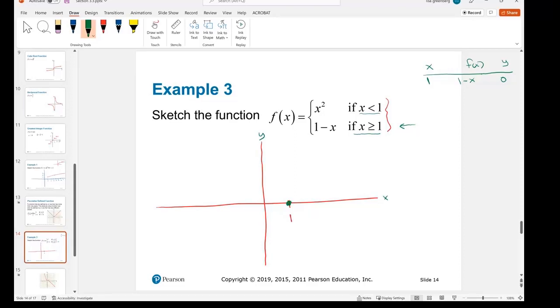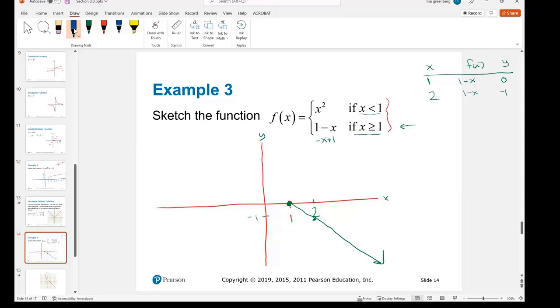When x equals 2, I still use 1 minus x. So when x equals 2, I get negative 1. So there's my other point. And this is a linear function because this is the same as minus x plus 1, right? And I have a slope of negative 1, which it looks like I'm going to have because I am going down from here to here. And it continues on, because it's when x is greater than, so it just goes on forever in that direction.